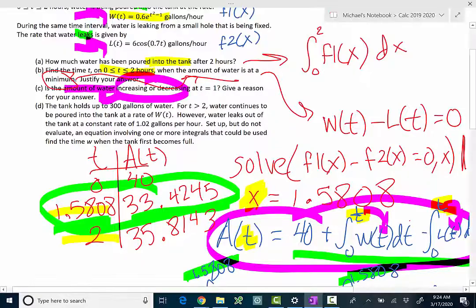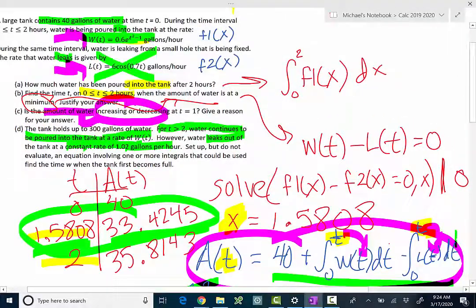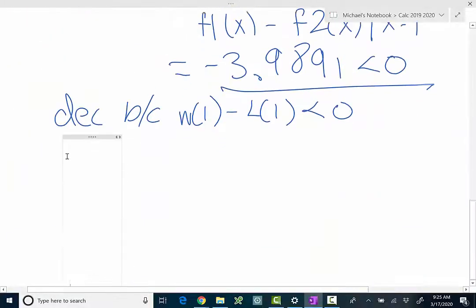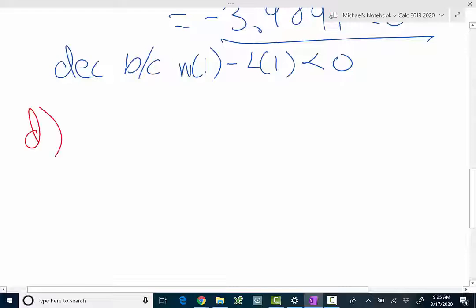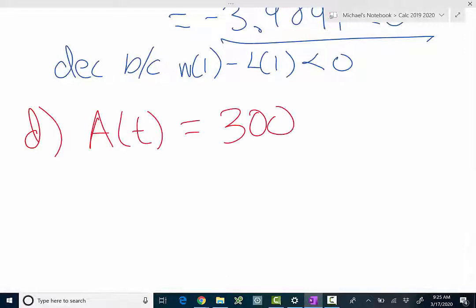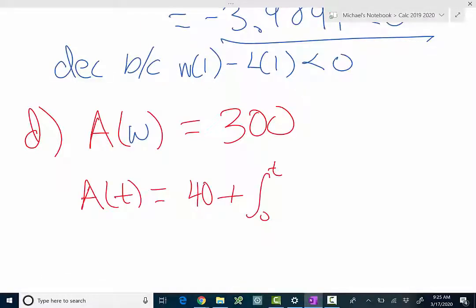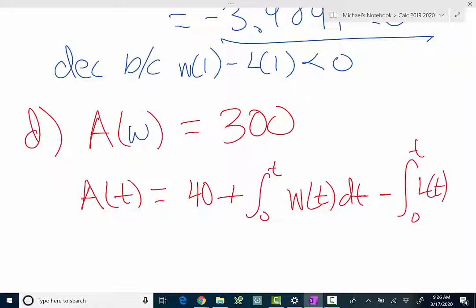All right, and D is kind of a funky one. We saw this on our test. It's a little bit different because they say that for time greater than 2, it's still going in at W of t, but it's now leaving at 1.02. So before, we wanted to find out when it hits 300. We had 40 plus the integral from 0 to t of W of t minus L of t.